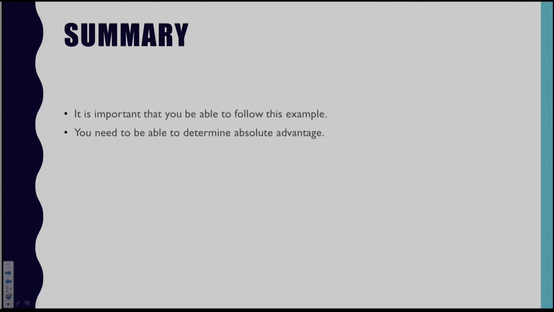So finally, let's summarize. It's important that you be able to follow this example. This is a pretty simple example. You see the math is easy. And do you notice I'm just using the same process over and over and over? So you really just need to get comfortable with the process. You're going to see it repeated over and over again. So you first need to be able to determine absolute advantage. Remember, absolute advantage just simply says you can produce more. With the same resources, you're able to produce more. So both countries have one day, and one can produce more than the other.